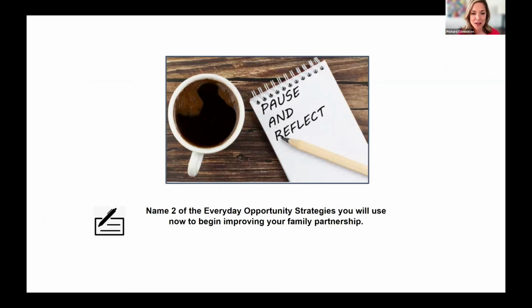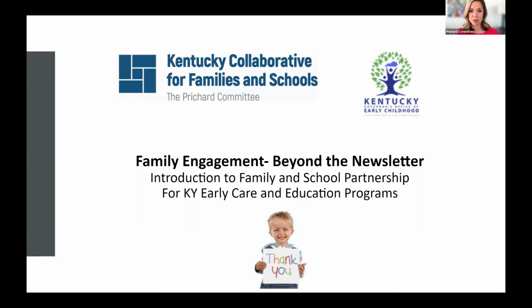So 1 hour, we got in about as much as we could. We just want you to end here with naming 2 everyday opportunities, strategies, actions, whatever you want to call them, that you're going to use now to begin improving your family partnership. So that might be from that list of 20 I just gave you. You might have sparked your own idea of something you want to try, or it may have come from one of the previous 3 modules.